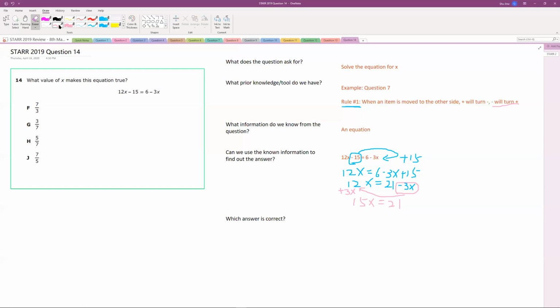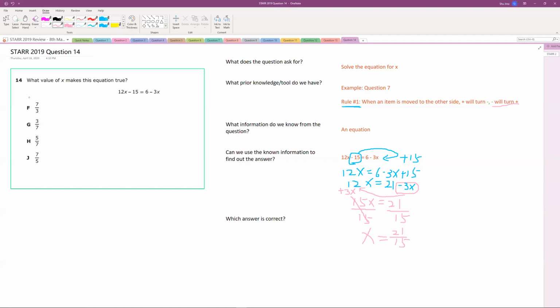All right. Lastly, 15x equals 21. We just want 1x, so we can divide by 15 on both sides. After you divide both sides by 15, this will be 15x divided by 15, which cancels and becomes 1x. On the right side, you have 21 over 15. So x equals 21 over 15.